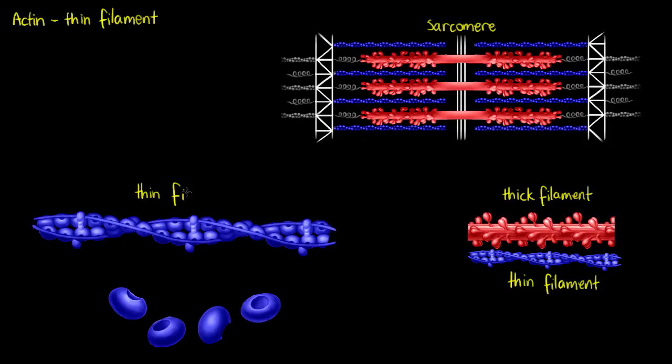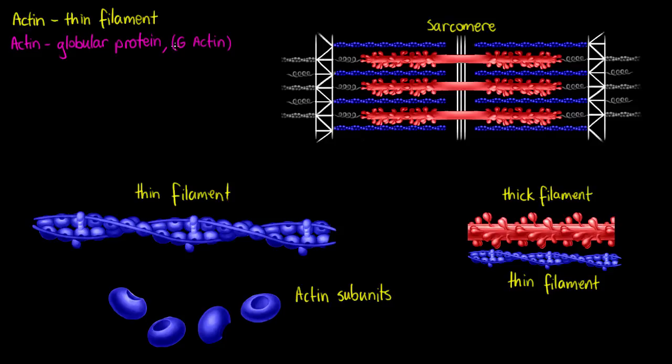Okay, so I've got everything up here, the sarcomere, our thick filaments in red, our thin filaments in blue, and our actin subunits down here in blue as well. Now we can get started on the first and most important part of the thin filament, the actin itself. Actin is going to be a globular protein, globular meaning somewhat spherical and semi-water soluble. And because we have several different types and arrangements of actin, we refer to these subunits as G-actin.